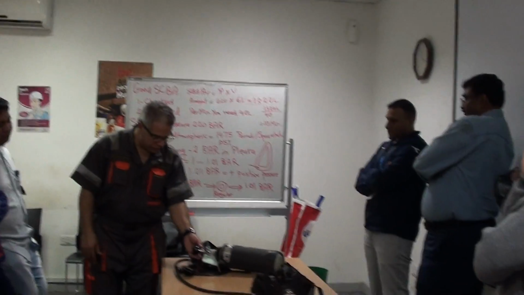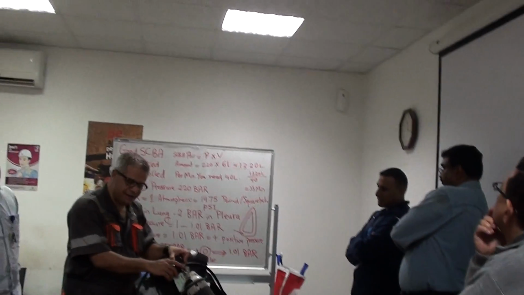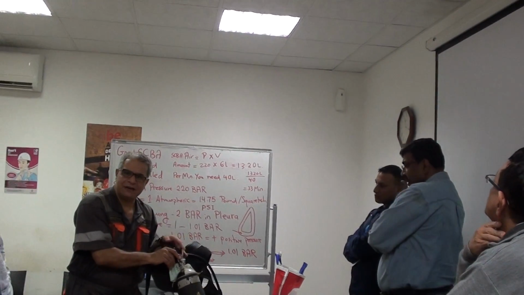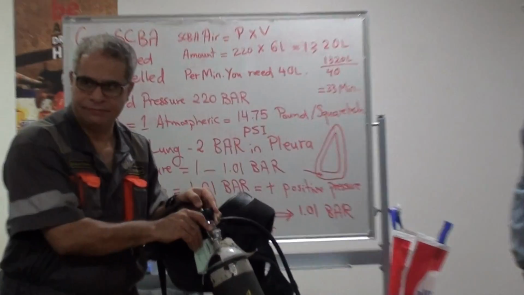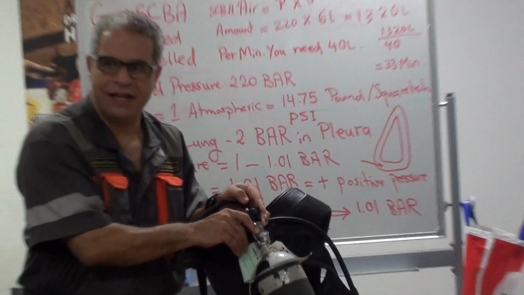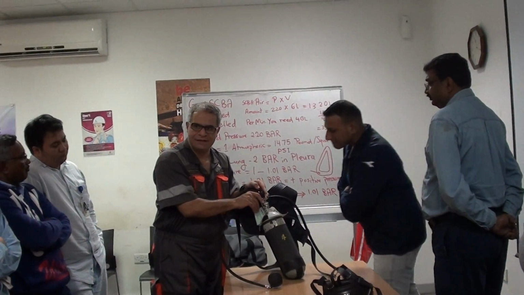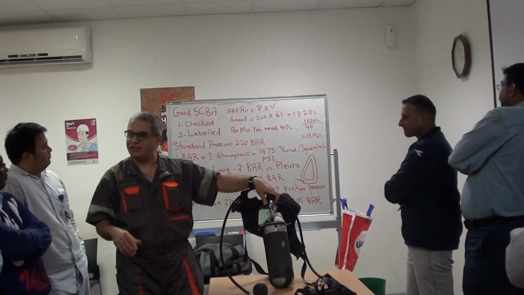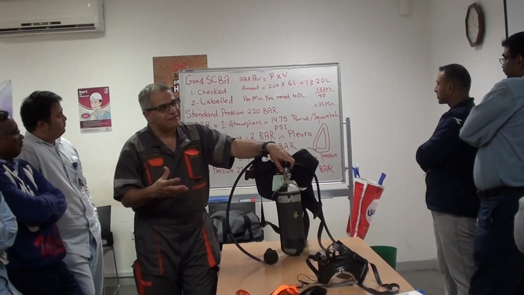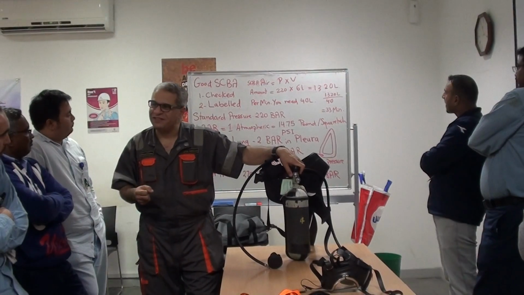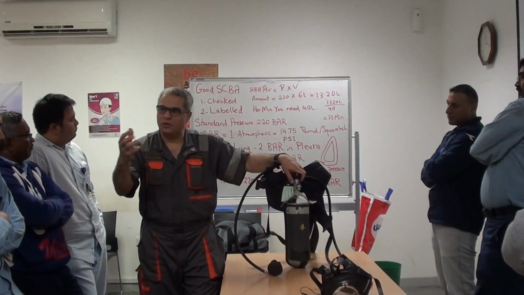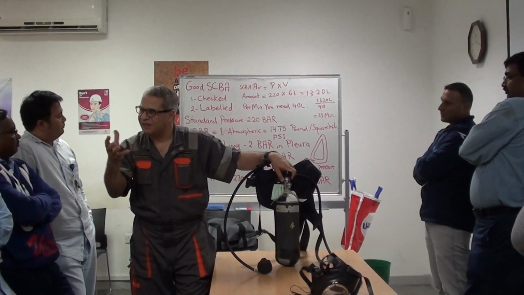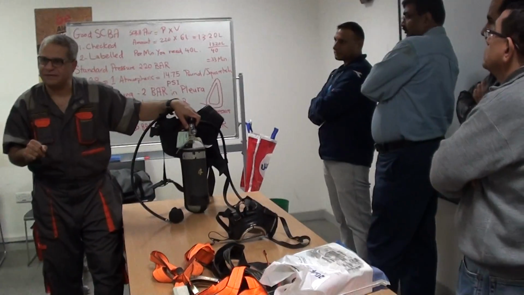When the pressure drops to the red area, which is around 50 bar, the amount of air available inside is 50 times 6. It means 300 liters. How many minutes can you use the 300 liters? 300 over 40, roughly speaking, 7.5 minutes.